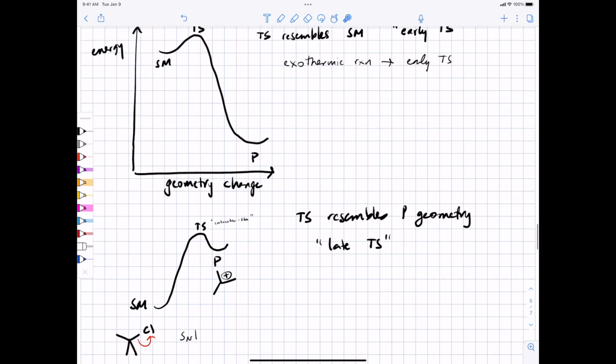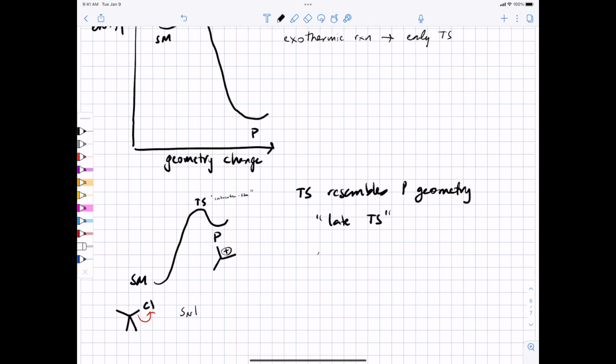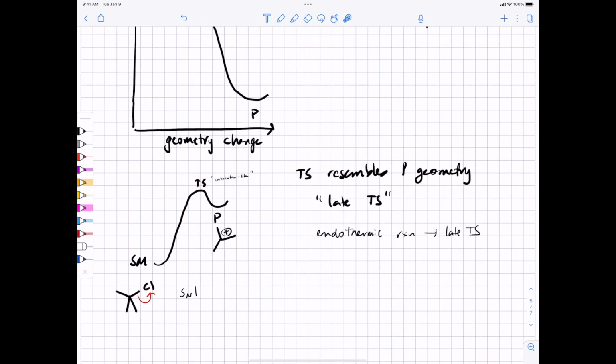People will also say, oh, endothermic reactions have late transition states. And again, you can memorize that if you want, but you don't need to if you understand the idea that two adjacent states in an energy diagram that are close in energy must necessarily be close in geometry.